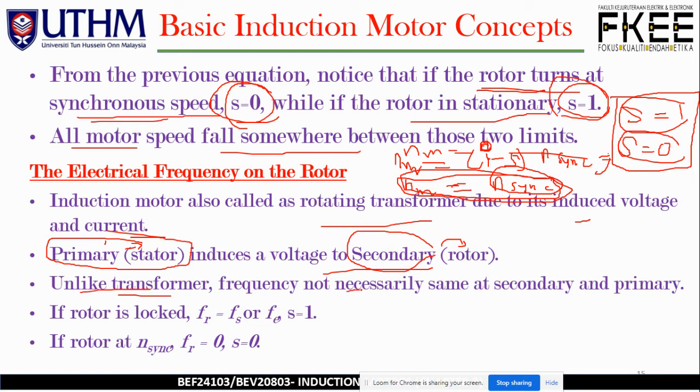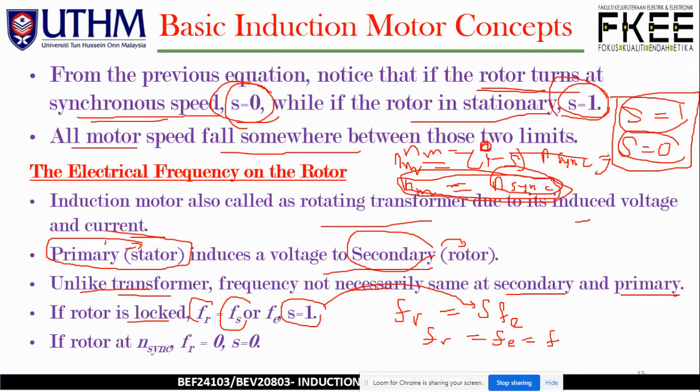Unlike a transformer, the frequency is not necessarily the same at the secondary and primary. If the rotor is locked, then f_r equals f_s, so the rotor frequency equals the stator frequency, or f_e, the system frequency, whereby S equals 1. According to this relationship, the rotor frequency f_r equals S times f_e, the system frequency. If the rotor is locked, meaning the motor doesn't move, S equals 1. Substituting in this equation, we have f_r equal to f_e, or f_r equal to f_s.